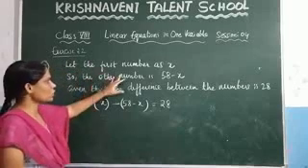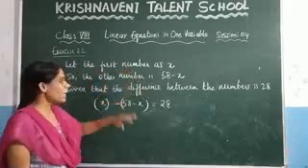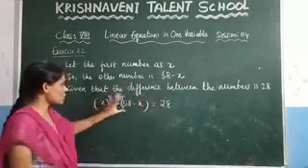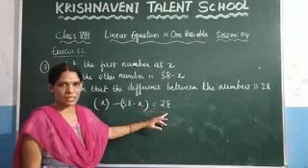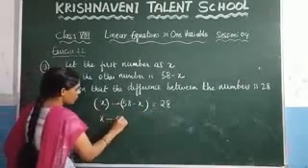So here, if you took the first number as x, what will be the other number, which is 58 minus x, and they have given the difference between these two numbers is 28. So if you subtract these two values, you have to get the result as 28. Now here solve this one, x minus 58.